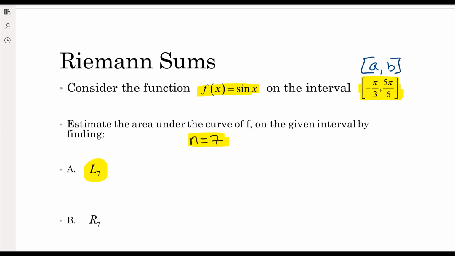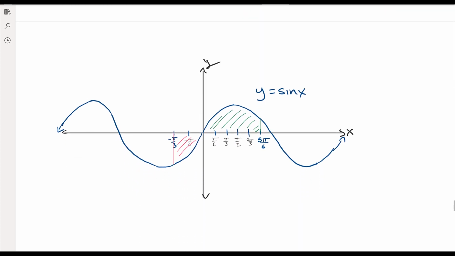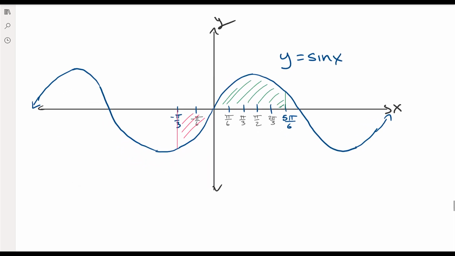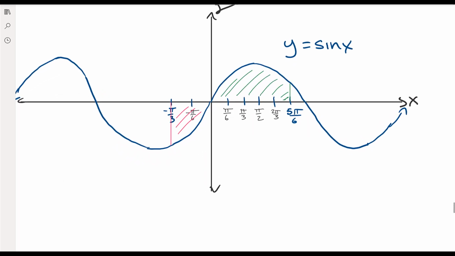So I got a little picture I drew up down here. Y is equal to sine of x. And we have it represented here that we're going on an interval from -π/3 on up to 5π/6. I already got that written in there. No other numbers are written in. And we're going to break it into 7 different pieces. And we want to approximate it by doing L7, which means we want to make left-hand rectangles out of this.